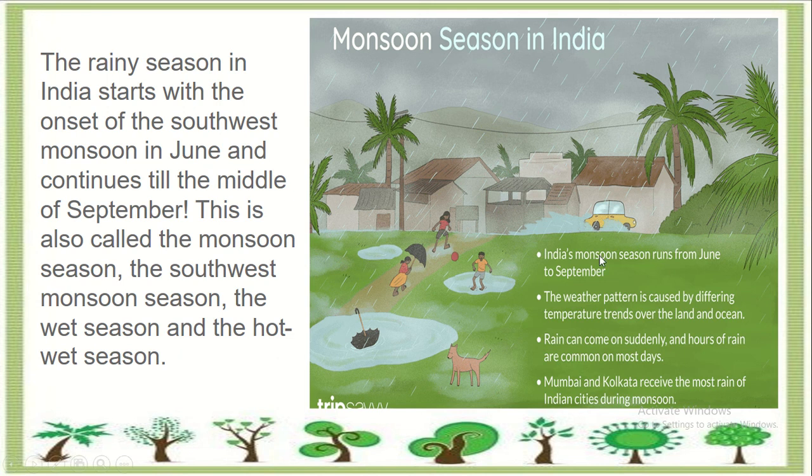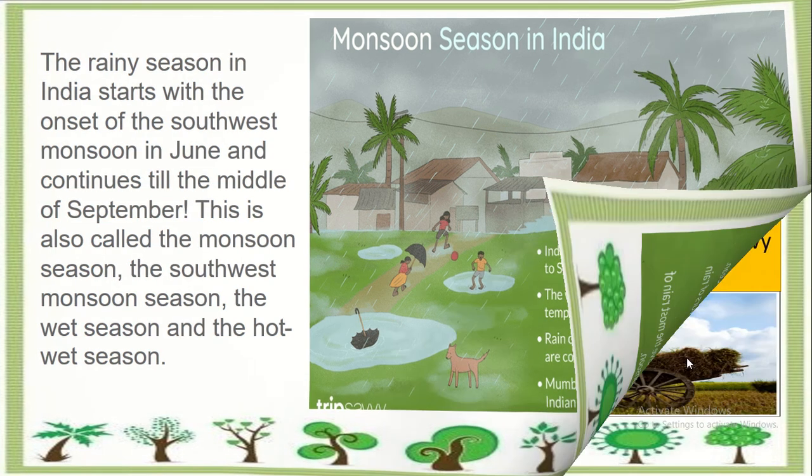India's monsoon season runs from June to September. The weather pattern is caused by differing temperature trends over the land and ocean. Rain can come on suddenly, and hours of rain are common on most days.